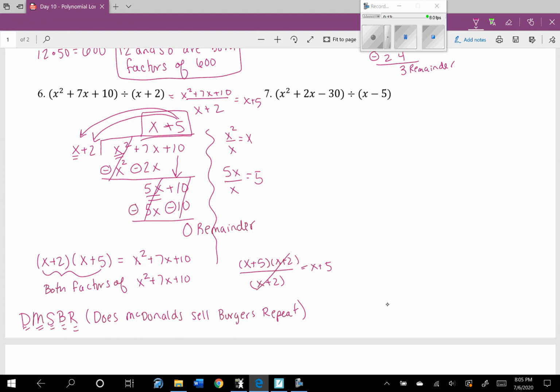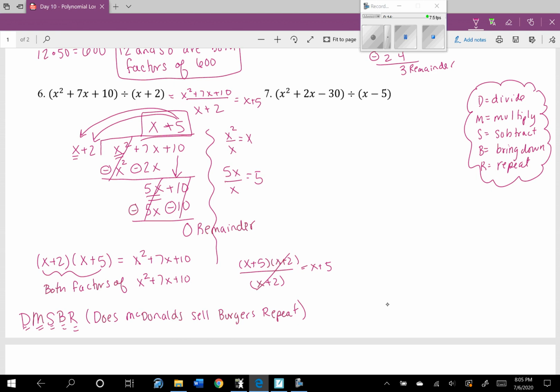So I'm going to write over here, so again, the D was divide, the M is multiply, the S was subtract, and then B is bring down, and R is repeat. So these are the steps that we're doing for our polynomial long division. So let's go ahead and do another one.